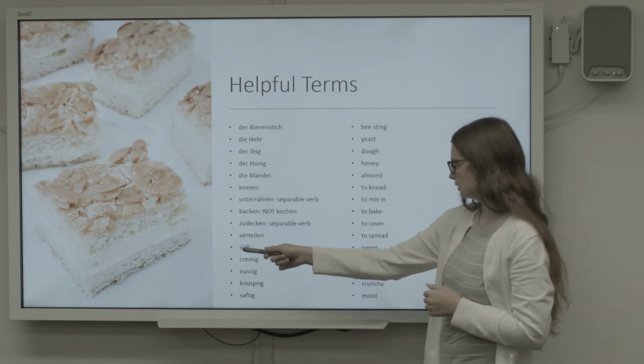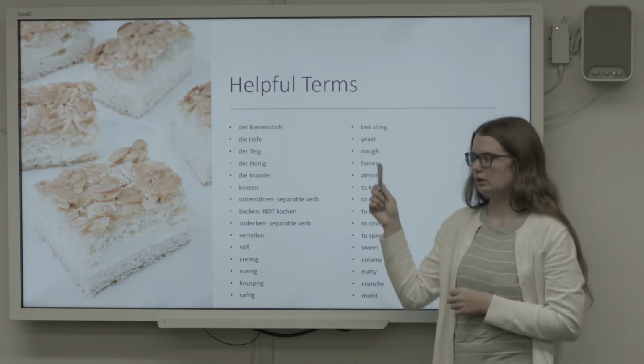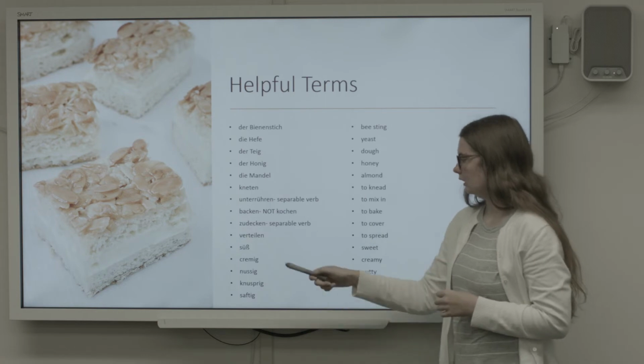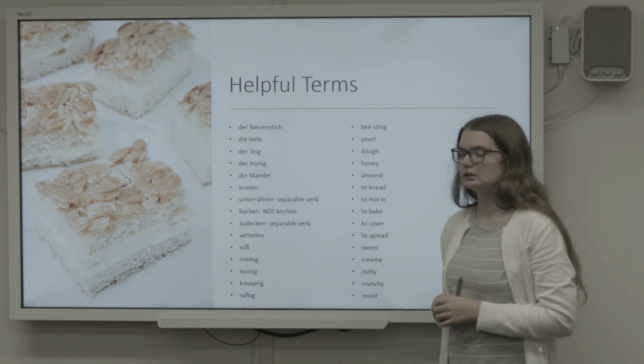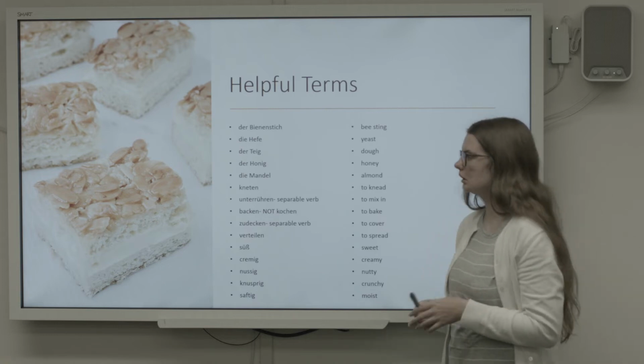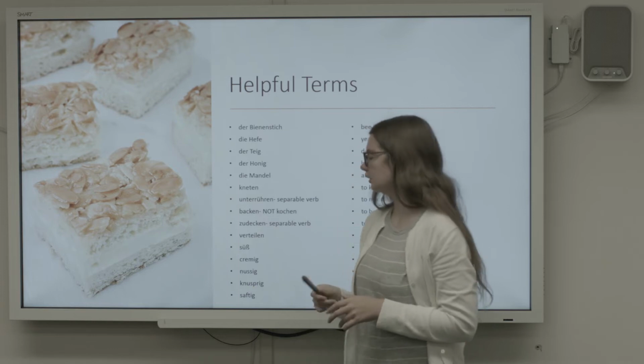And then some helpful adjectives to describe the cake. We have süß. Süß means sweet. So der Kuchen ist süß. We have cremig. Cremig is creamy. It looks a lot like its English translation. So you could say, die Füllung ist cremig.